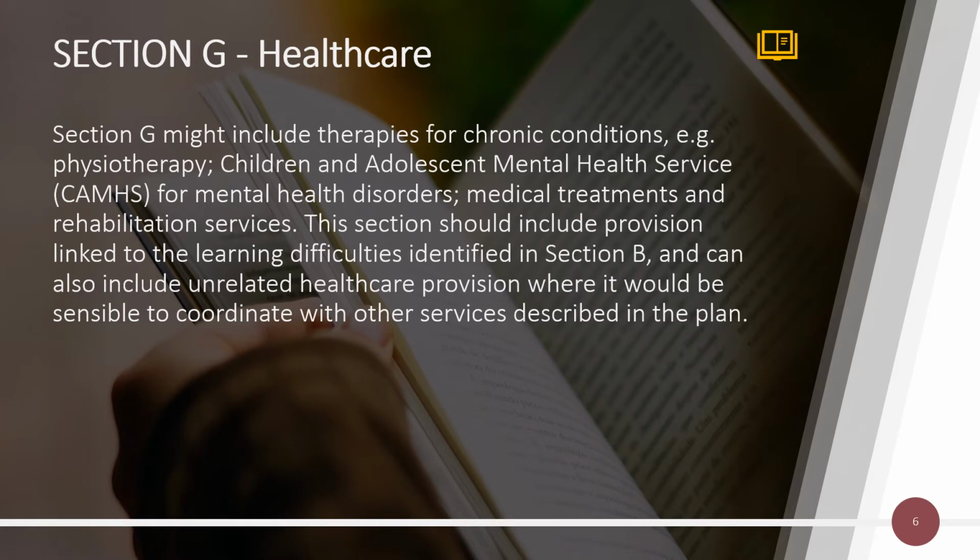Section G, Healthcare. Section G might include therapies for chronic conditions such as physiotherapy, Children and Adolescent Mental Health Service, CAMHS, for mental health disorders, medical treatments and rehabilitation services. This section should include provision linked to the learning difficulties identified in Section B and can also include unrelated healthcare provision where it would be sensible to coordinate with other services described in the plan.